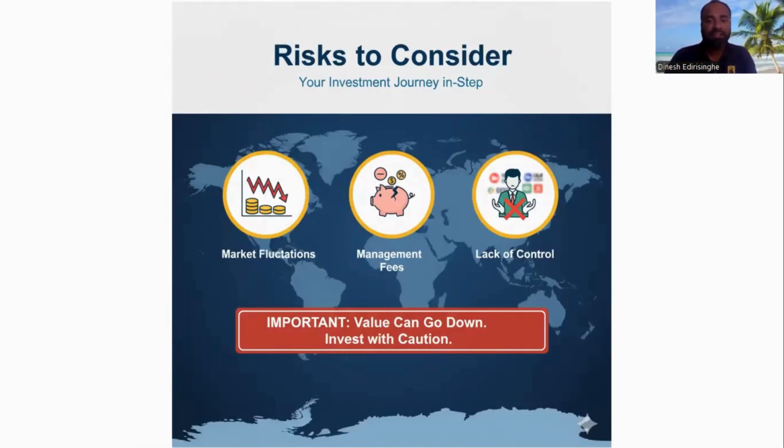Let's come to the next slide. Of course, every investment comes with some risk. The market can go up and down. Your returns aren't guaranteed. Management fees may reduce your profit slightly, and you have limited control over where exactly the money is invested. So always read the fund's information before investing.